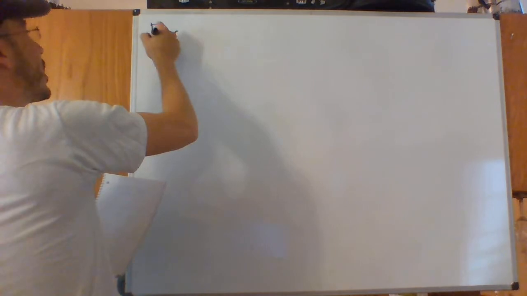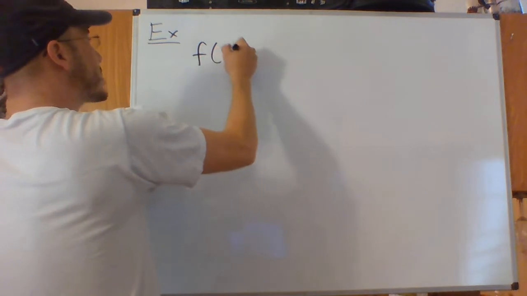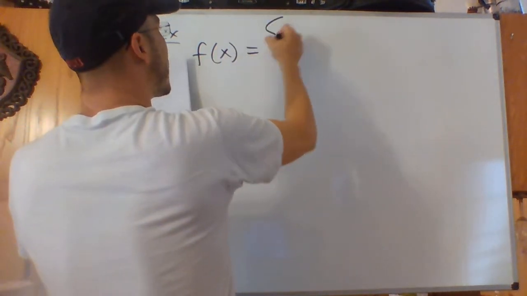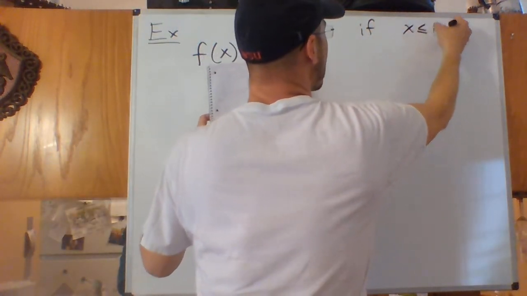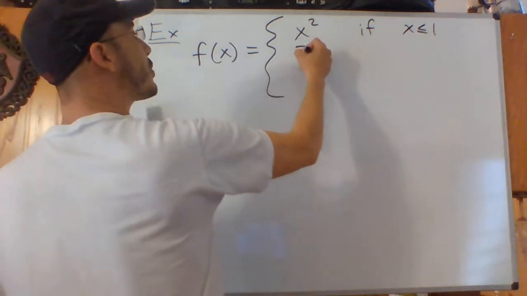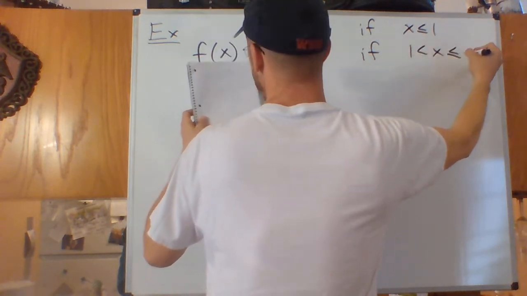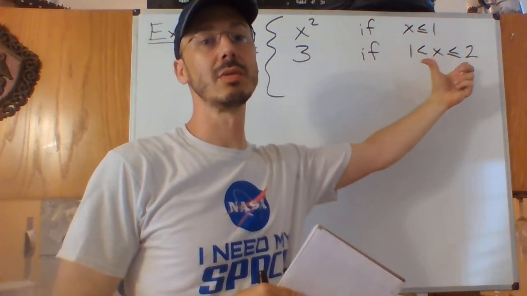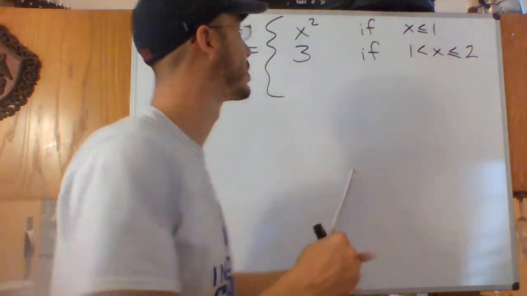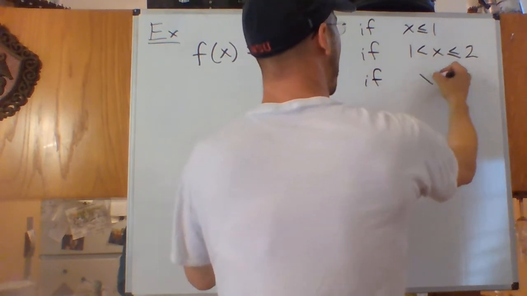So for this example, I'm just going to have a formula f of x equals x squared if x is less than or equal to 1, 3 if 1 is less than x is less than or equal to 2. And that's kind of an awkward way to say it, but what I mean is x is between 1 and 2. Not including 1, but including 2. And then finally, the formula is x if x is greater than 2.